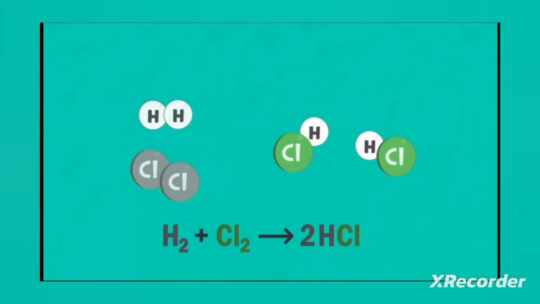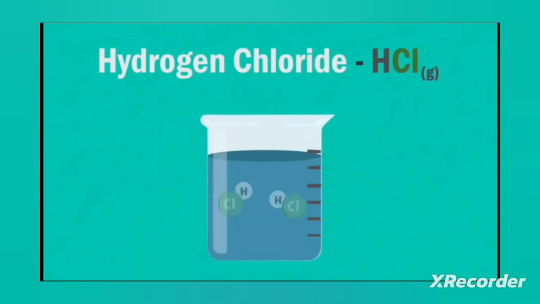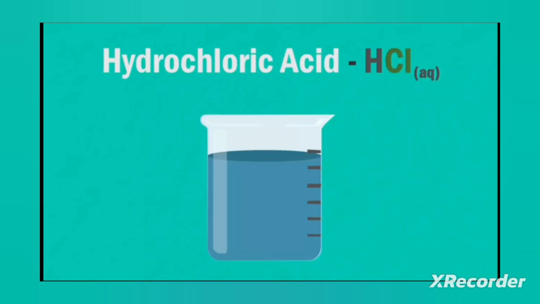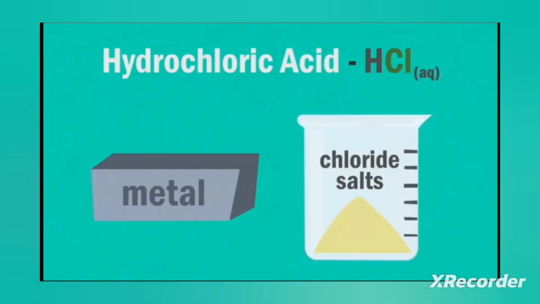Some of the hydrogen and chlorine from the industrial process is combined to form hydrogen chloride gas. It's a rather unpleasant gas, but it dissolves in water to produce hydrochloric acid, which is a very useful acid. It too can be used for cleaning metal, but it is also used for producing chloride salts.